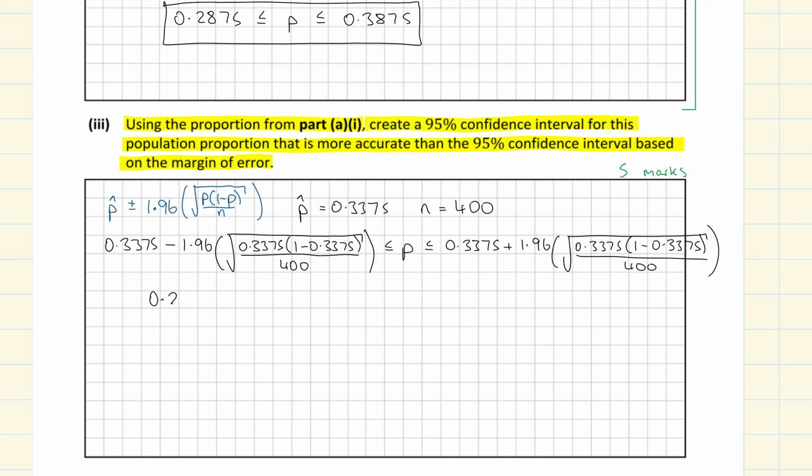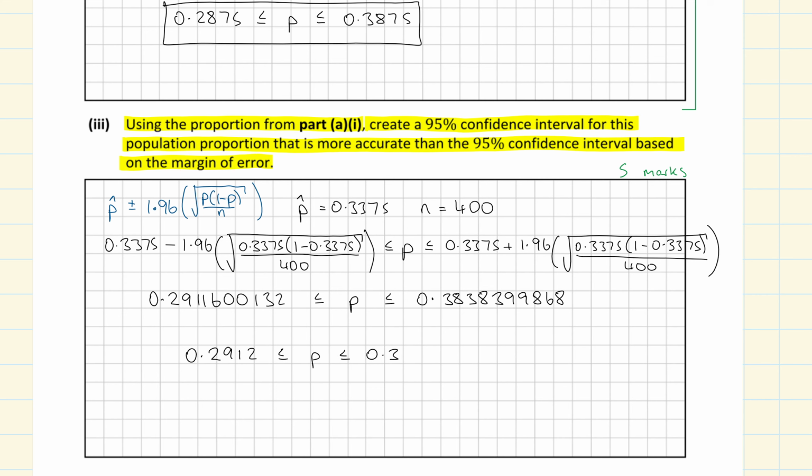We get 0.29116000132 less than or equal to p less than or equal to, back to your calculator and change your minus for a plus. We get 0.38383999868. So we just need to round to 4 decimals like we were asked to do at the start of the question. And we get 0.2912 less than or equal to p less than or equal to 0.3838.